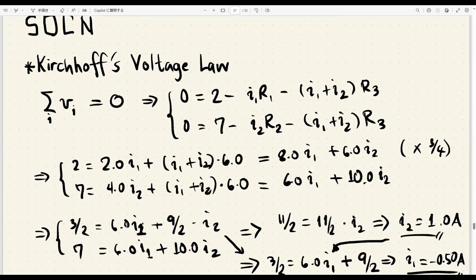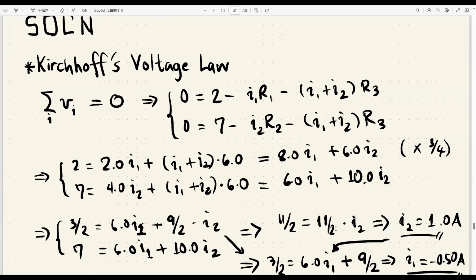You'll notice that we can eliminate the I1s here. So we just subtract, right? 7 minus 3/2, we get 11/2, right? 7 minus 3/2, we get 11/2. 6 minus 6, that's 0, so it's gone. 10 minus 9/2, that's actually also 11/2.